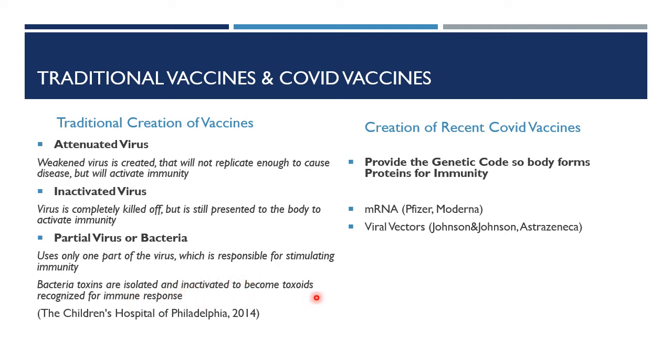That's when it's completely killed off, but it's still able to be presented to the body to activate the immunity and be recognized. Or sometimes it's just using a part of the virus or bacteria, using only the one part that's most responsible for stimulating immunity, with bacterial toxins that are isolated and killed off so that they're inactive. Those are called toxoids. Now, looking at the recent COVID vaccines, these were created by just providing the genetic code, so the body forms the proteins for immunity. This holds true for the mRNA vaccines of Pfizer and Moderna. It's a little bit different for the viral vector ones by Johnson & Johnson and AstraZeneca, but they were just placed in an adenovirus.